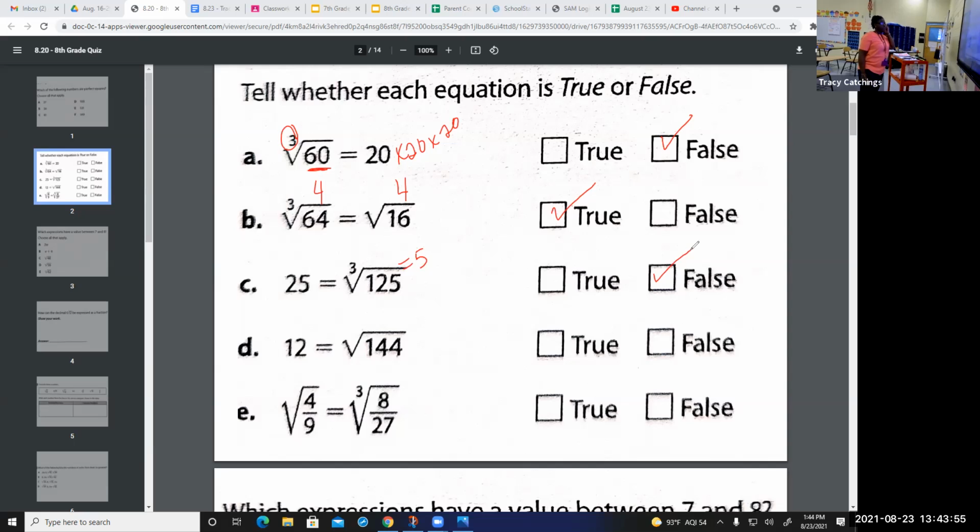For D, we got 12 is equal to the square root of 144. The square root of 144 is 12, so that would be true. And then E, you should have separated that. So that would have been the square root of 4 divided by the square root of 9. Both of those should have been in your chart to give you 2/3. The right side had the cube roots. So you should have found the cube root of 8 and then the cube root of 27. Once again, they both should have been in your chart, and that would have been 2/3, and that would be true.